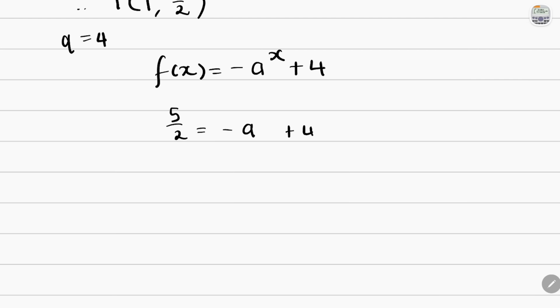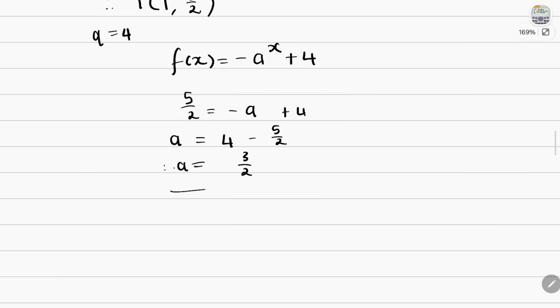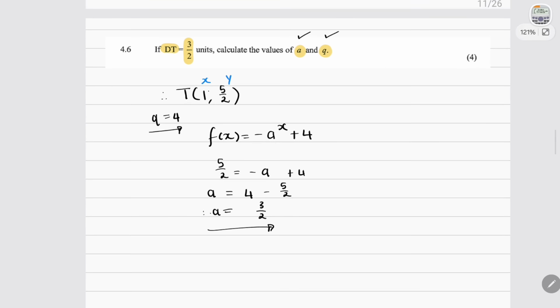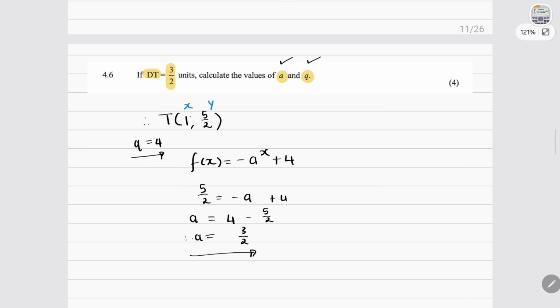Okay, so a is just negative here. 1, it's still just 1 as an exponent. Just take it over to make it positive, and now you have 4 minus 5 over 2, and so a is equal to 3 over 2, okay? Because the 4 minus the 3 over 2 gave you the 5 over 2. So the other way around, it's 3 over 2. So we know what a is, and we also found q, and those are our answers. Moving on to the next question.